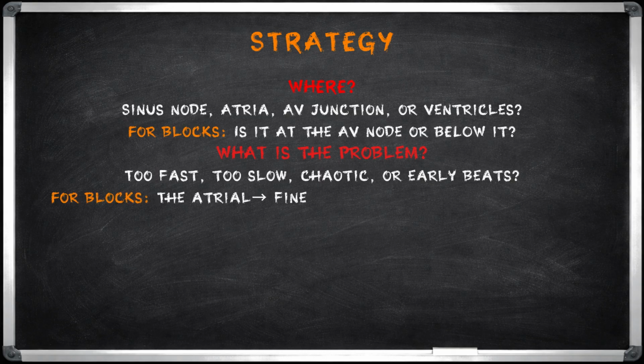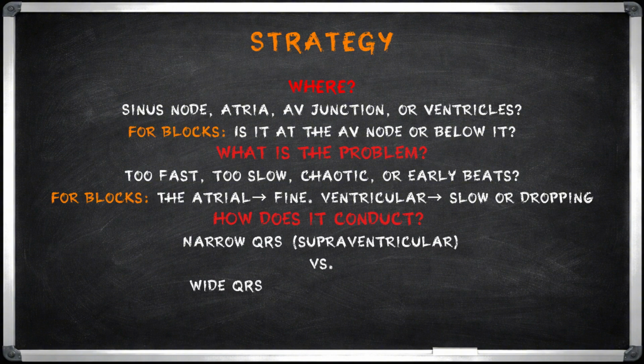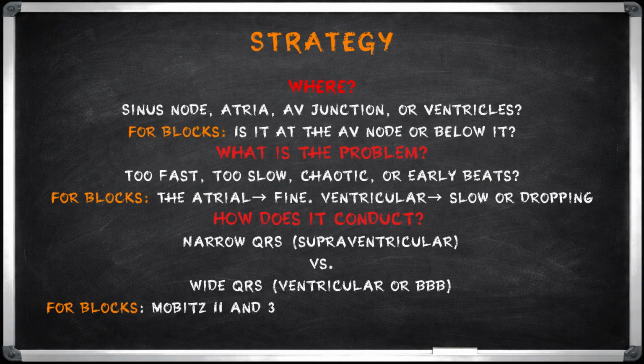Second question, what is the problem? Rate and rhythm. Too fast, too slow, chaotic, or early beats. For blocks, the atrial rate is often fine, but the ventricular rate is slow or dropping. And the third question, how does it conduct, the wiring? Narrow QRS, supraventricular, versus wide QRS, ventricular or bundle branch block. For blocks, Mobitz II and third-degree often have a wide QRS escape rhythm, telling you the block is low.